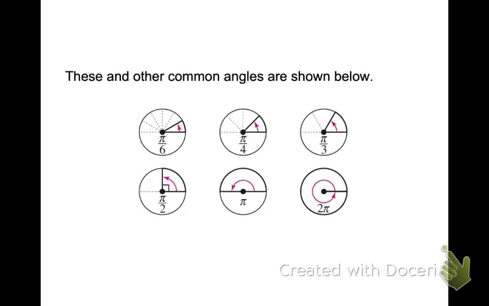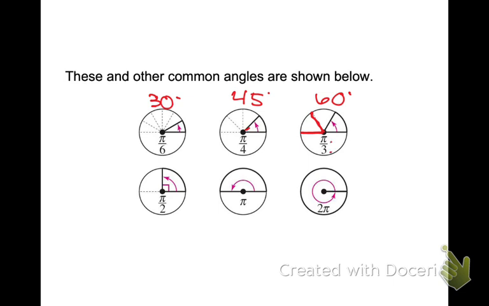Okay, so these are other common angles. We have pi over 6, pi over 4, pi over 2, pi, and 2 pi. You don't need to write them down because we'll find them. I'm going to tell you this is 30 degrees, 45 degrees, and 60 degrees. How did I get pi over 3 for 60 degrees? Let's break it down. How many pieces of 60 degrees do I have in pi? I have 3, right? So I would divide pi by 3.